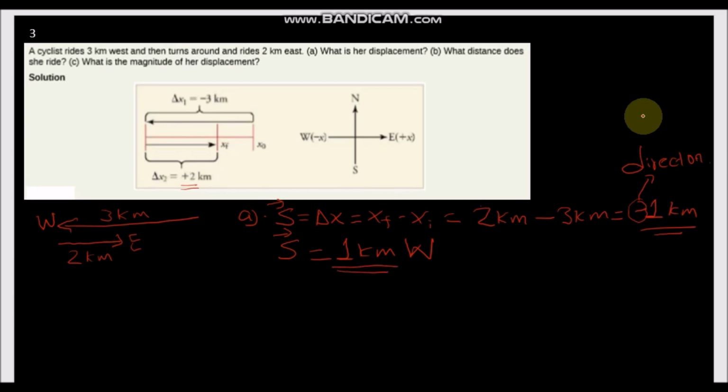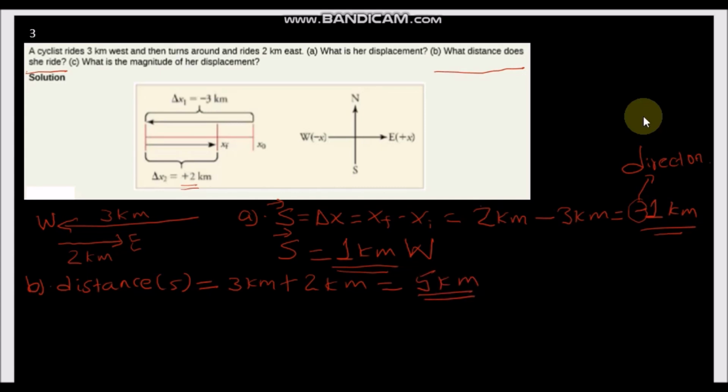B, the second question. What distance does she ride? It's easy. The total distance she traveled is equal to simply adding all the initial and the final distance. The initial distance 3 kilometers plus the final 2 kilometers, which is equal to 5 kilometers only without direction, because distance is a scalar physical quantity.